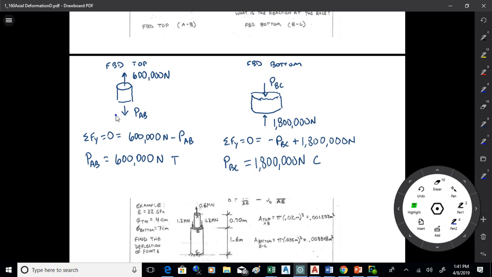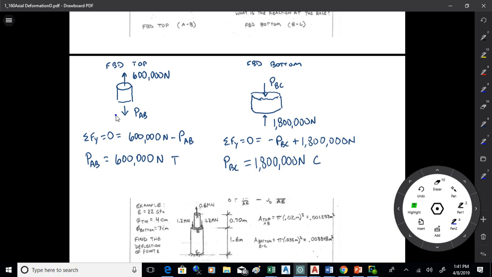Doing all right with that? So 600,000 tension for AB and 1,800,000 compression for BC. Are we okay with that? Any questions on that stuff? So what I'm doing there, I've got the reaction, so I can just cut through between A and B and use the top section. That's the easiest one.